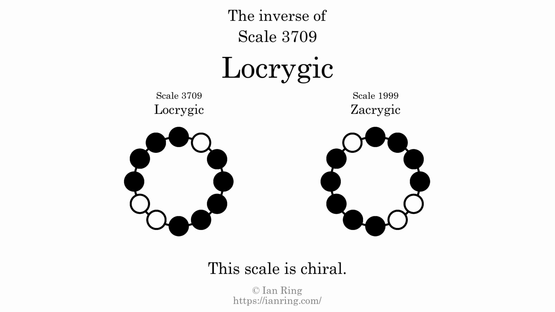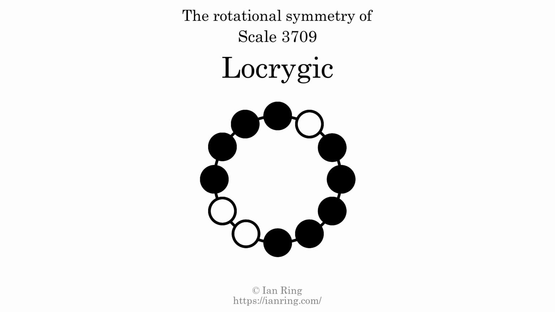The inverse of a scale is a mirror image. It is what you get when the sequence of intervals is reversed. The inverse of this scale is scale 1999, also known as Locrygic. This scale is chiral. It cannot transform into its inverse by rotational transformation. This scale has no rotational symmetry.